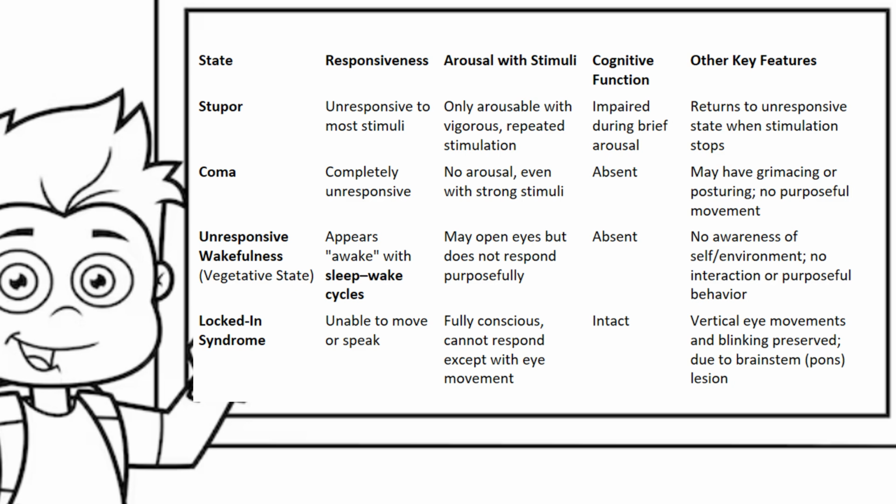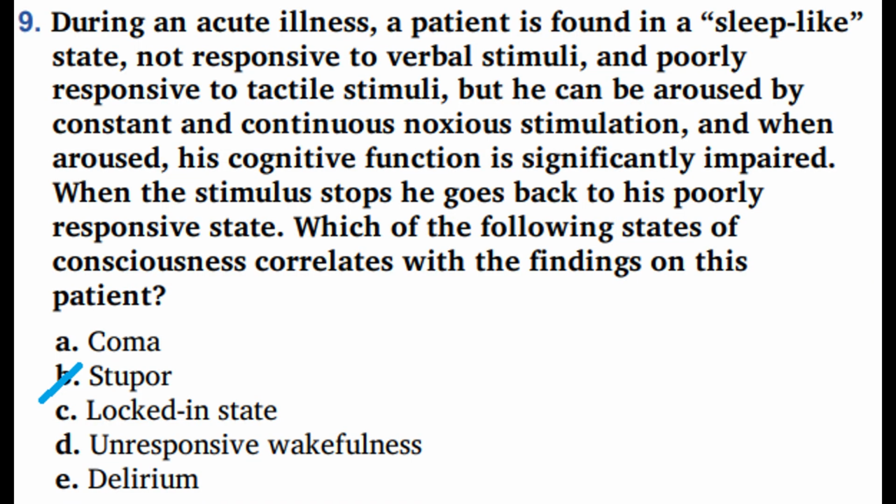There is something we call unresponsive wakefulness, which was once called vegetative state. In this condition, the patients have sleep-wake cycles, they open their eyes, they may appear awake, but they have no conscious awareness of self or environment. There is no purposeful response. And lastly, in locked-in syndrome, they are fully conscious but completely paralyzed except for vertical eye movement and blinking. Usually, this is from a brainstem stroke that affects the pons, and it is a devastating condition often confused with coma unless eye movement testing is done. In our case, stupor is the right call.